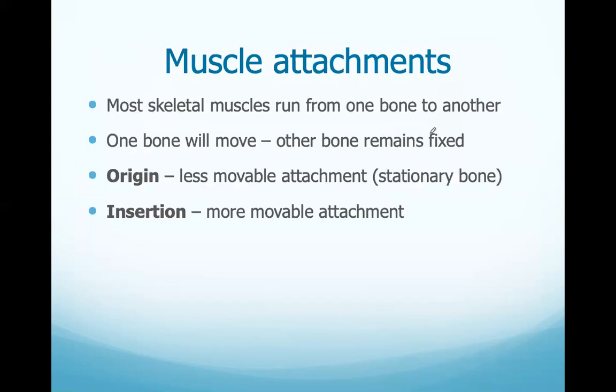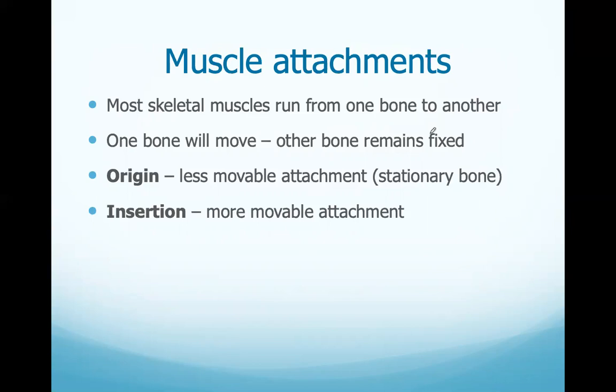Now, the next concept we're going to talk about is muscle attachment. If you're talking about a muscle, you will typically have 2 points of attachment. One, in our case, will be identified as origin, and the other as insertion. Origin is basically the point of attachment that is less movable during the movement of the muscle. An insertion would be the more movable attachment.